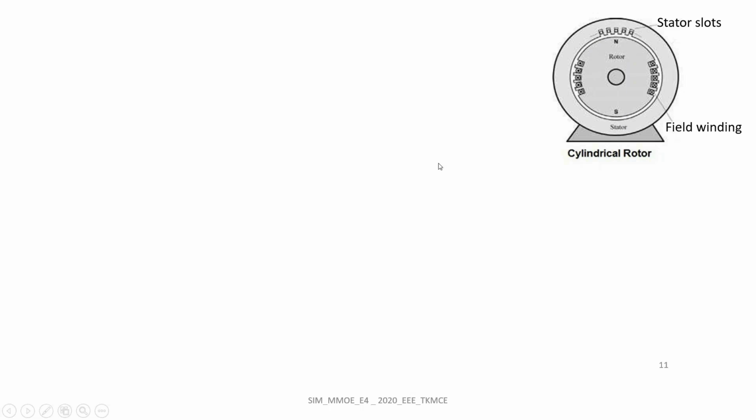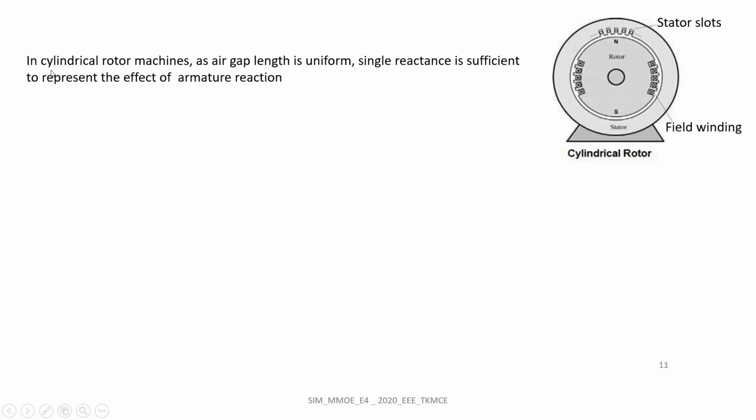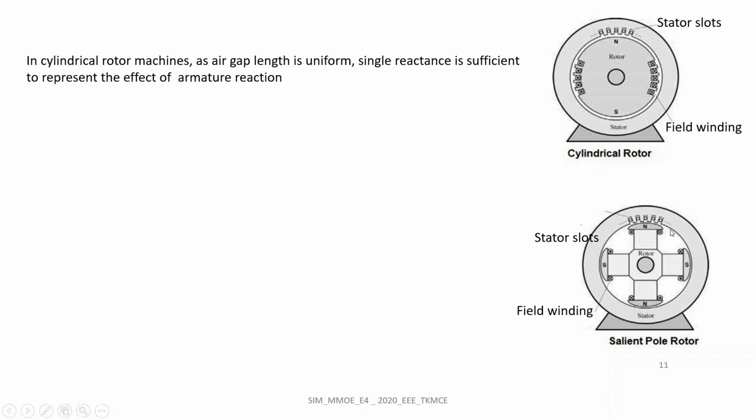As the air gap is uniform, as we discussed, only one reactance is sufficient to represent armature reaction. So in a cylindrical rotor synchronous machine, as the air gap length is uniform, a single reactance is sufficient to represent the effect of armature reaction. But in the case of a salient pole machine, air gap length is not uniform.